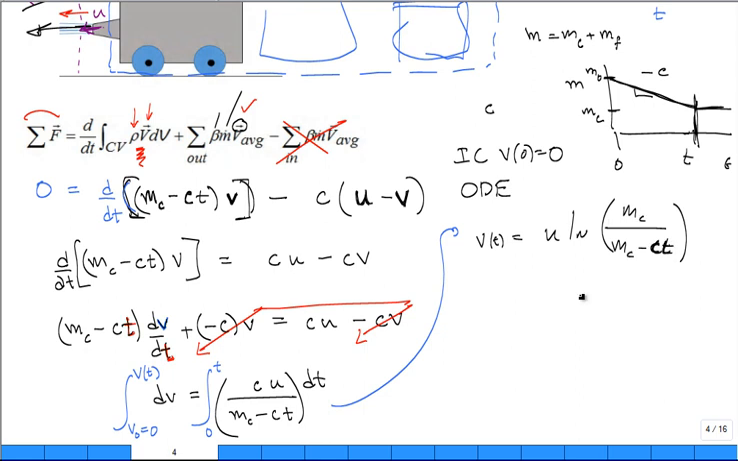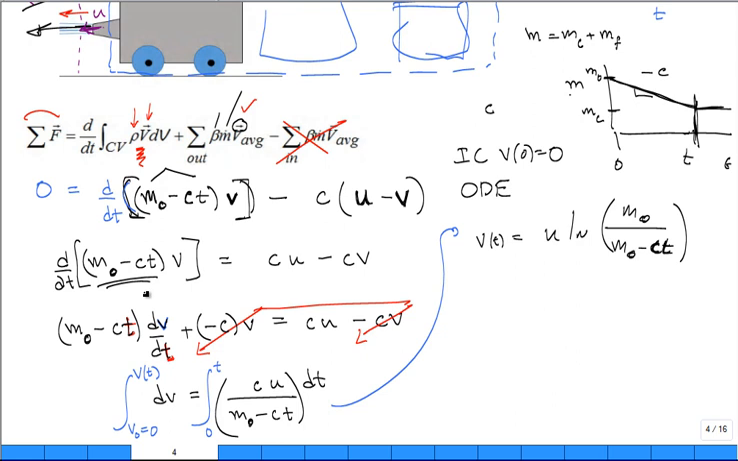Messed up. This is always m naught. The mass of the cart starts as the initial mass, and then you take off the fuel as it burns. This is all m naught. Sorry about that. The equation for the mass is m naught minus ct. And that's what we put right in here. Okay. So there's the solution. It's nasty.